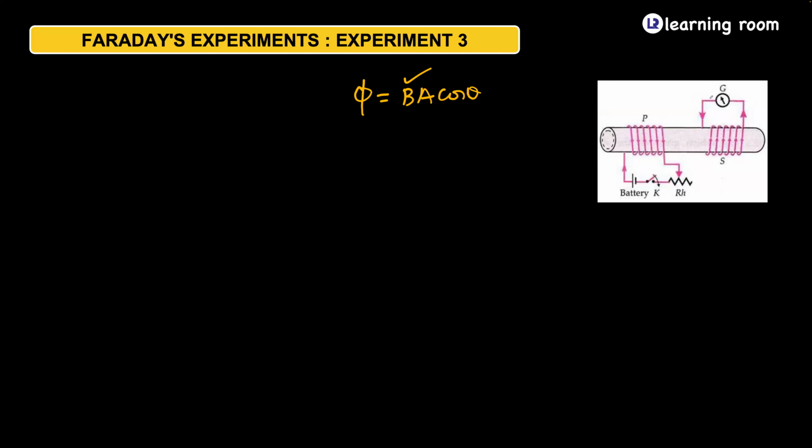Again, if the current is going to become a steady state value, then the galvanometer will come back to null. Is that clear?